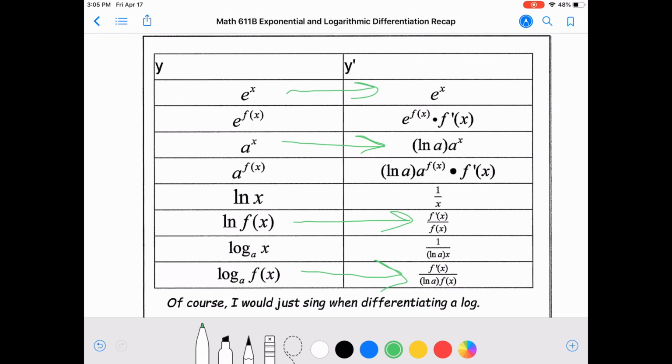So I would sing my way through all the logarithmic differentiation, and I would look for opportunities to use log laws before differentiating.